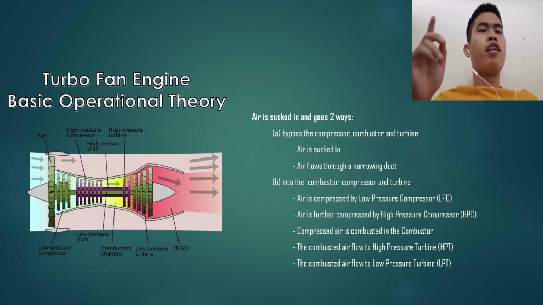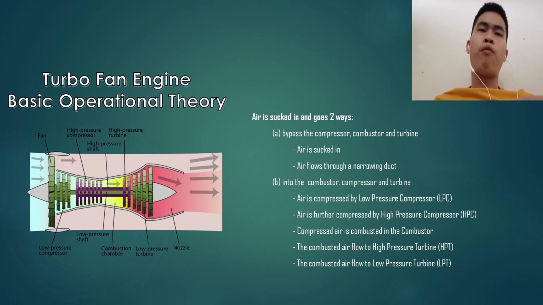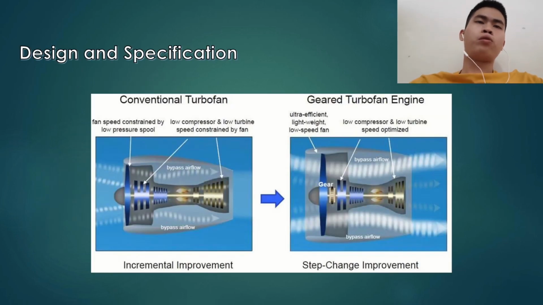For the second way, the air is first compressed by the low pressure compressor. Then it is further compressed by the high pressure compressor before being combusted in the combustor. The combusted air will then flow to the high pressure turbine. Lastly, the air will flow from the high pressure turbine to the low pressure turbine before exiting through the nozzle of the exhaust. In this slide, I'm going to show the comparison in design and specification of a turbofan engine.